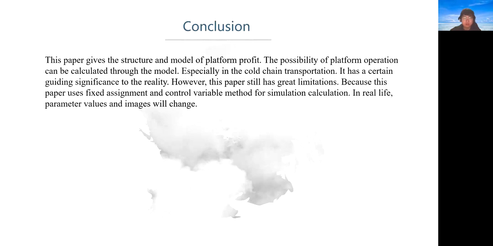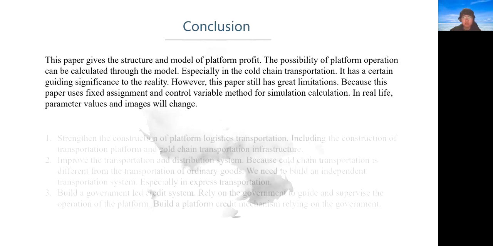The fourth part is the conclusion. The paper presents the structure and the model of platform profit. The possibility of operating the platform can be concluded through the model. Especially in cold chain transportation, it has certain guiding significance to reality. However, this paper still has great limitations because it uses the fixed segment and control variable method to carry out the simulation. In real life, parameter values and images will change.